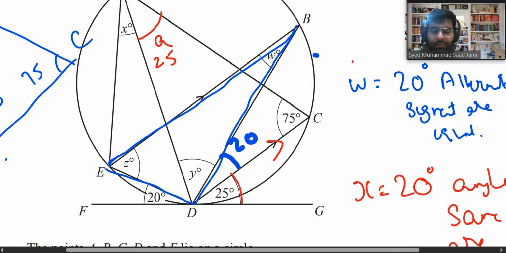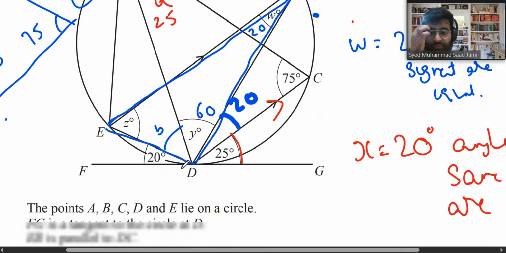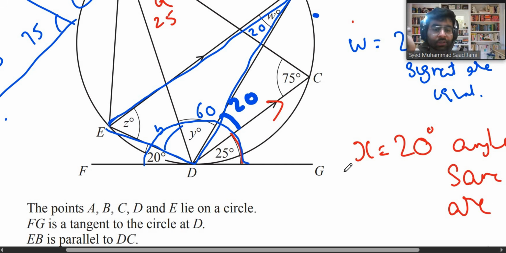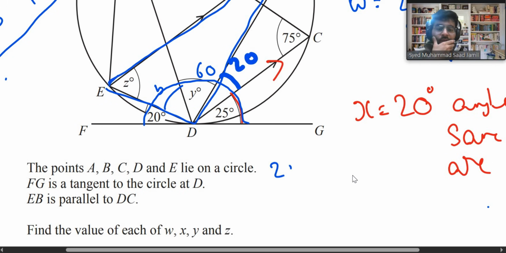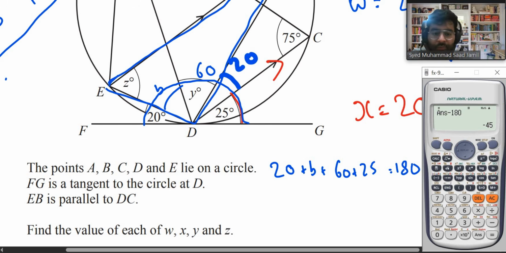Alright, so we already know the value of y is 60, we already know w is 20, we are just missing this angle, let's call it B. How will we find B? If you look at it, this is a half circle, so this means 20 plus B plus 60 plus 25 is 180 degrees. So I'll subtract all of these from 180.